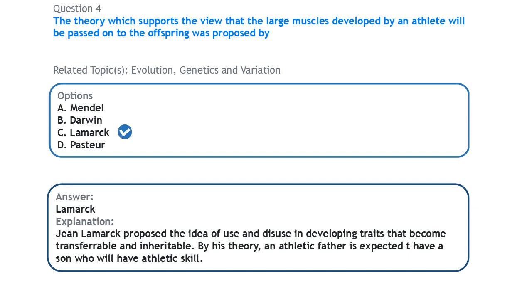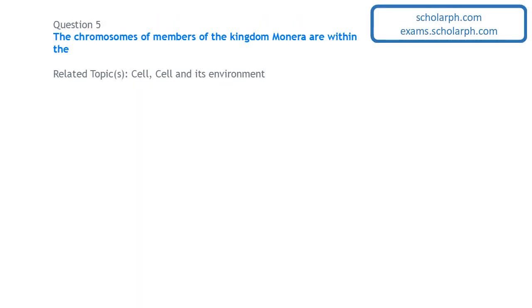For example, if a father is athletic, what that theory implies is that the son or the daughter of such a father is also going to be athletic. So this is a theory that does not have a genetic background, but that idea of inheritance of traits that are developed, traits that are not originally there genetically, was proposed by Jean Lamarck.